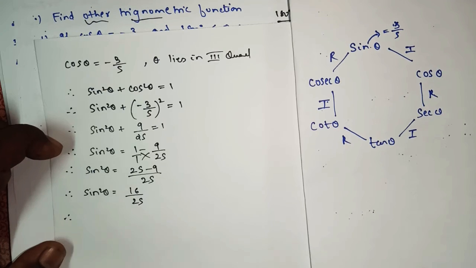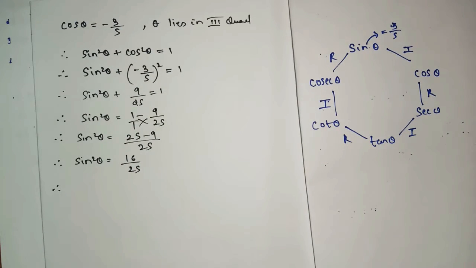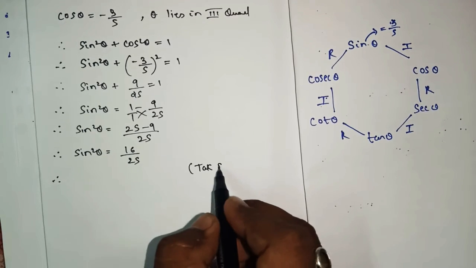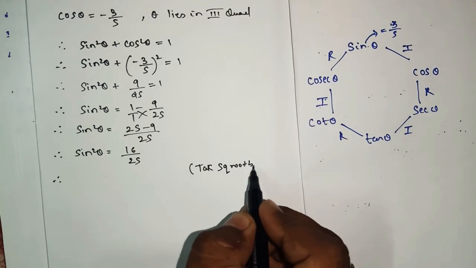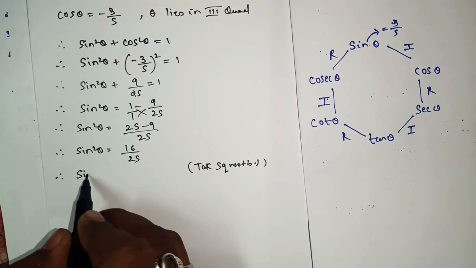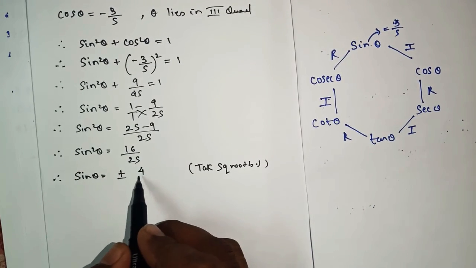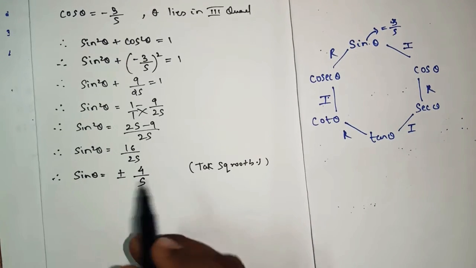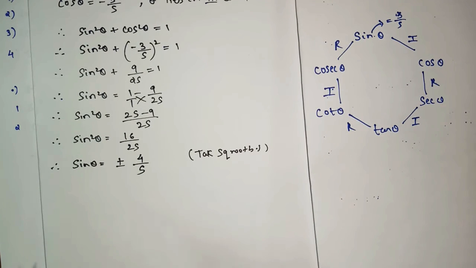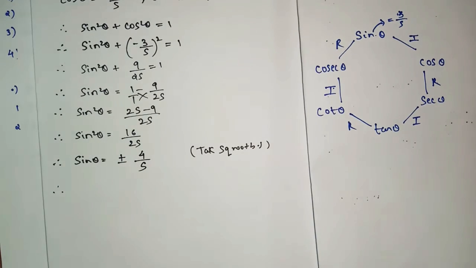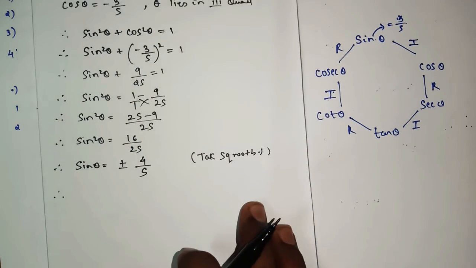Yes or no? After this what will you do? Taking square root on both sides. Yes or no? So sine theta will be equal to what? Plus minus, 16 square root is 4 and 25 square root is 5. Here either the answer will be positive or it will be negative. So now we have to decide whether the answer of sine is positive or negative.